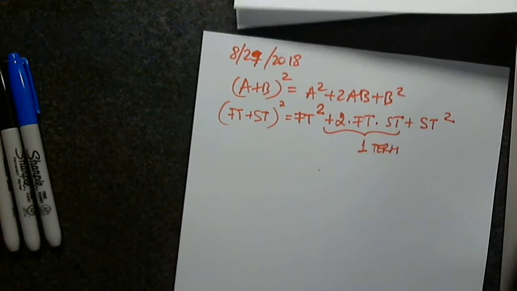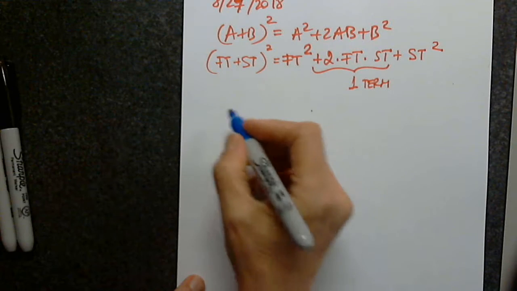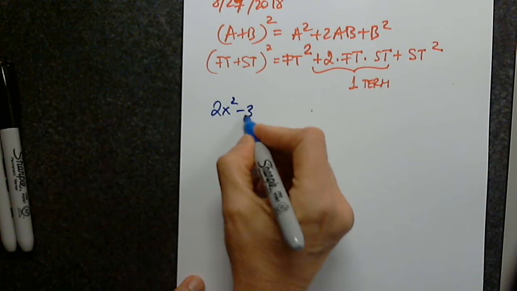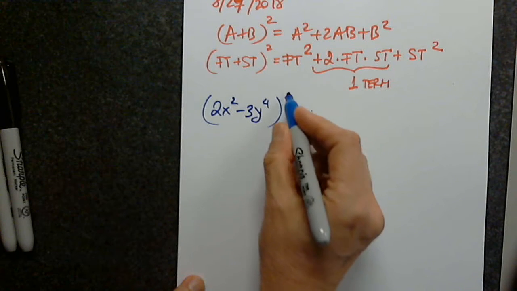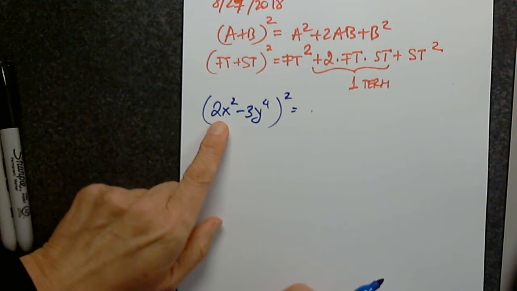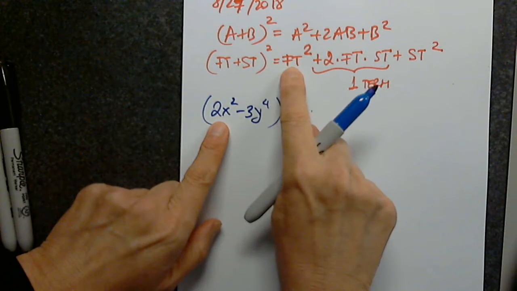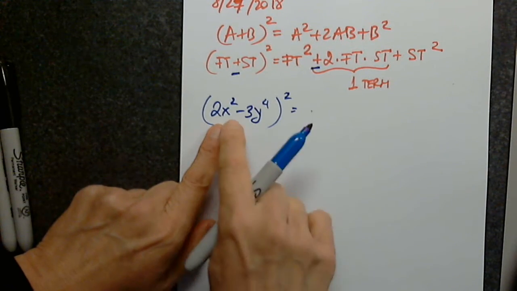Okay, so just a quick example. How will I square, let's say, 2x squared minus 3y to the 4th? How many terms will you give? 3 terms. You will square the first term. Oh, if it's minus here, then it's minus here. So will you square the first term for me?